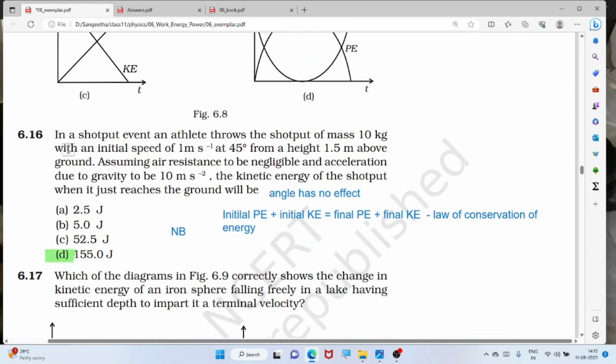16. An athlete throws a shot put of 10 kg. This is what I have shown here. This angle does not matter. Initially, the mechanical energy is conserved here. So 16.